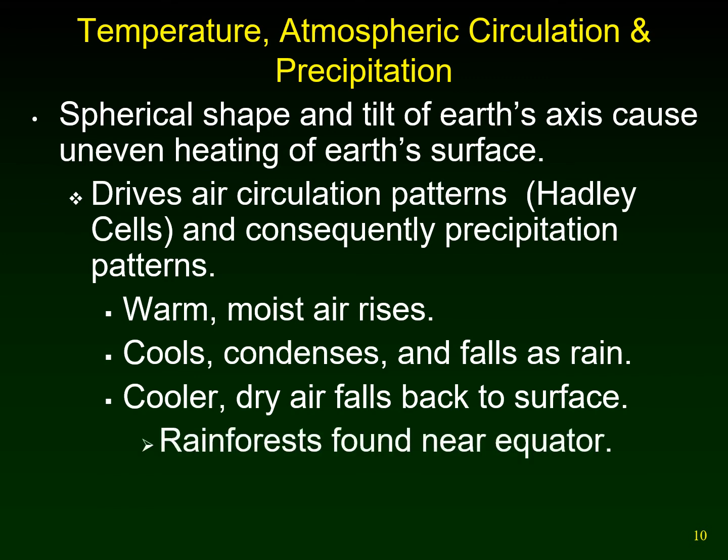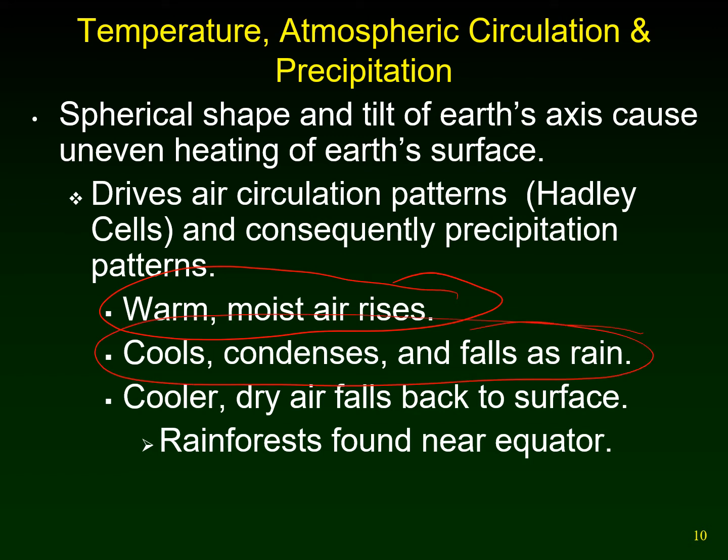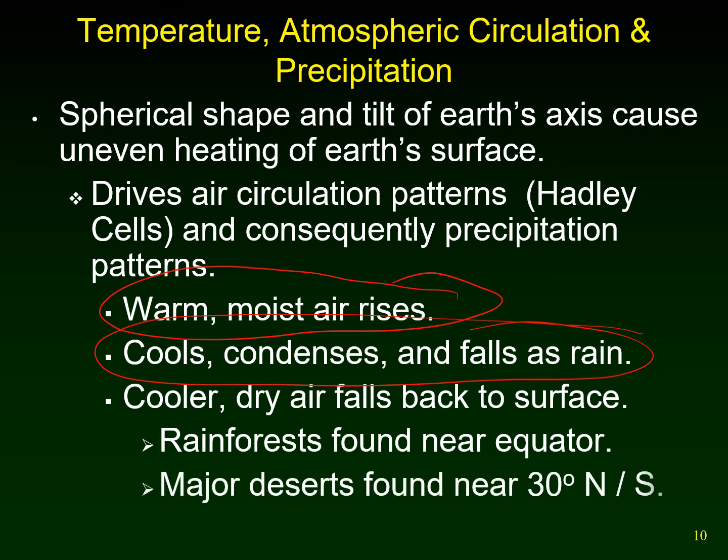So because of that, rainforests are going to be found near the equator. Near the equator is where this warm air is rising, full of precipitation. As it gets up high, it's going to cool, condense, and fall as rain. But there's still more warm air rising that's going to force the cooler air to go north and south of the equator, and you find major deserts near 30 degrees north and 30 degrees south latitude.